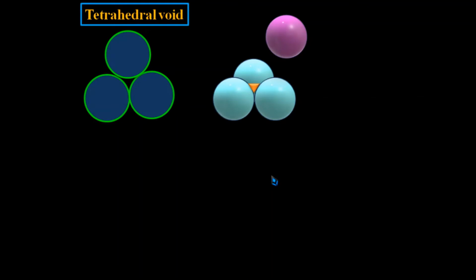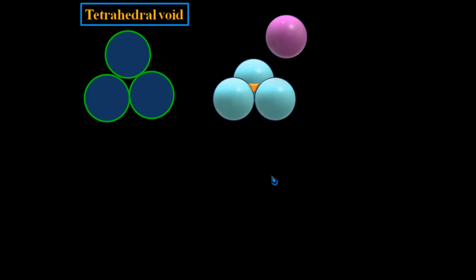Tetrahedral voids and octahedral voids are commonly called interstitial voids or interstitial sites. Interstitial voids are the hollows or voids that are left vacant. These holes or voids are called interstitial voids during the close packing of spheres.